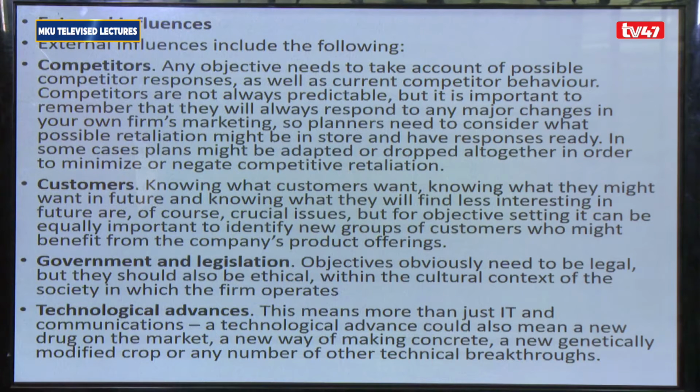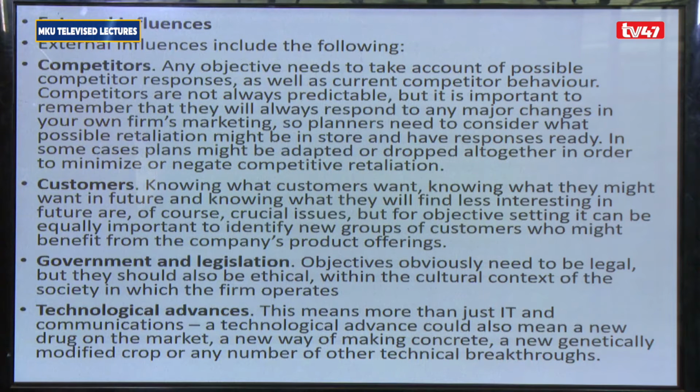Then for external influences, we have competitors. Any objective must take competition into account. What is the competition doing? Are they offering better service than me? Are they offering a better product than me? If you do not benchmark yourself, you'll be selling a product that's already outpaced or outwitted by the competition, and your customers will start running away from you.